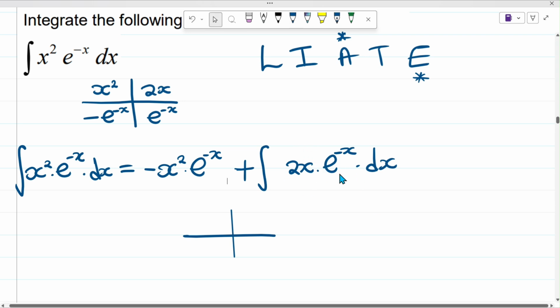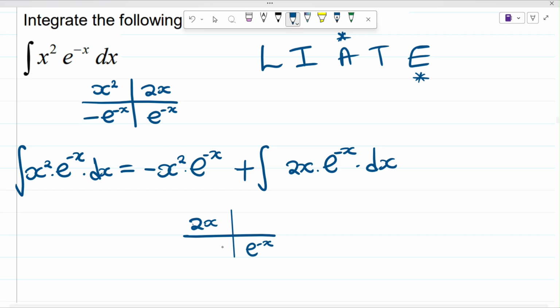We're dealing with an algebraic function and an exponential function. So according to the LIATE order, a function that comes first, we differentiate it, and a function that comes last, we integrate it. So this algebraic function of 2x, we're going to differentiate it. So this is going to be 2x, yeah? And then the exponential function, we're going to integrate it here.